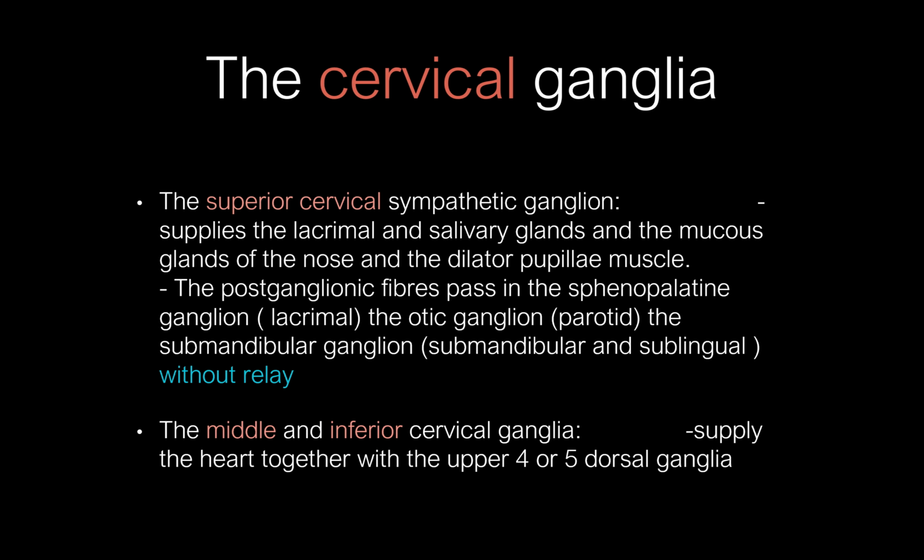The superior cervical sympathetic ganglion is very important for us, because when you do a cervical surgery, you can injure the superior cervical sympathetic ganglion, resulting in what we call Horner syndrome, because the ganglion is supplying the salivary glands of the face, the lacrimal gland, and the dilator pupillae.